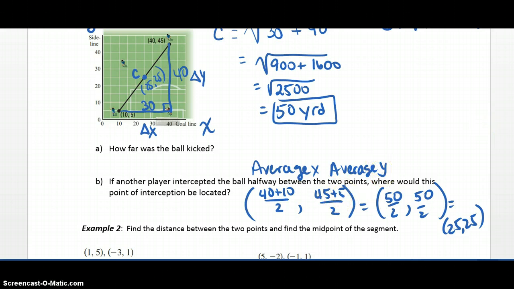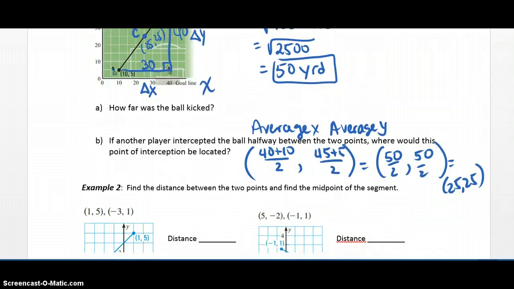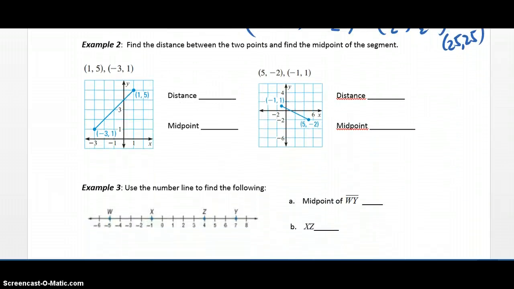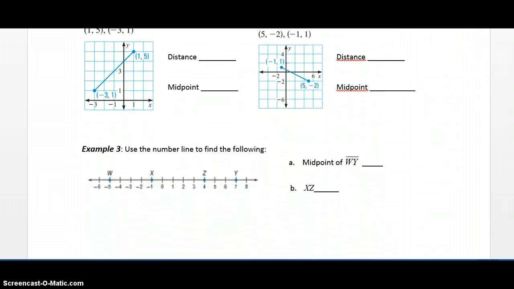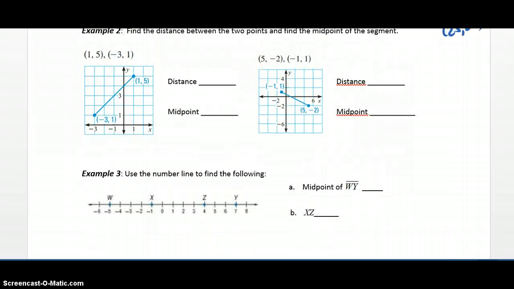And just add them and divide by 2. Let's just try some generic examples. So for our distance, we need to find our change in x. Change in x squared plus change in y squared. Well, how can we find the change in x?